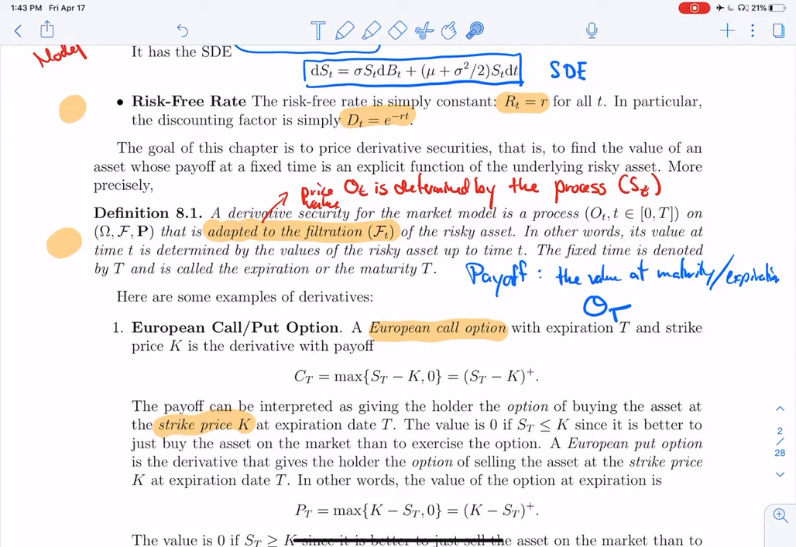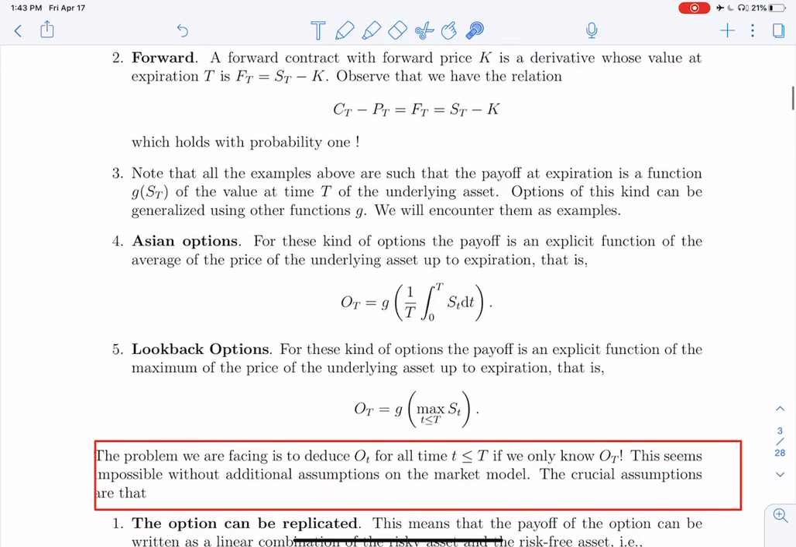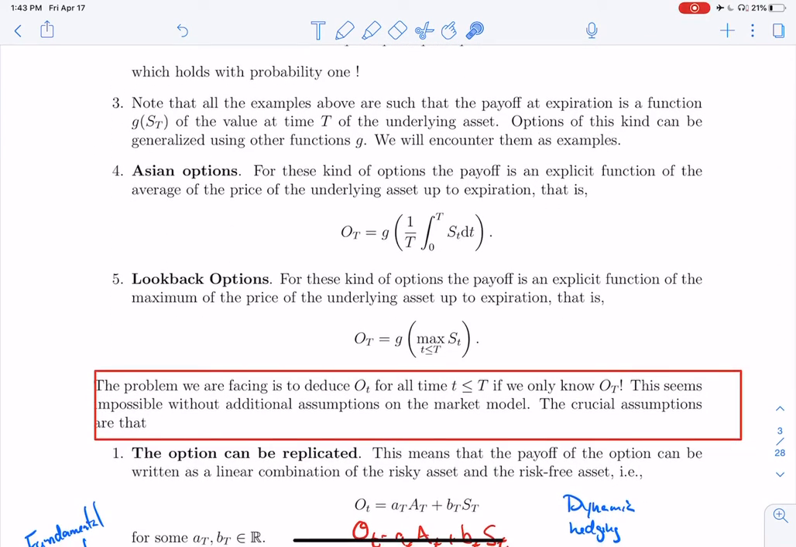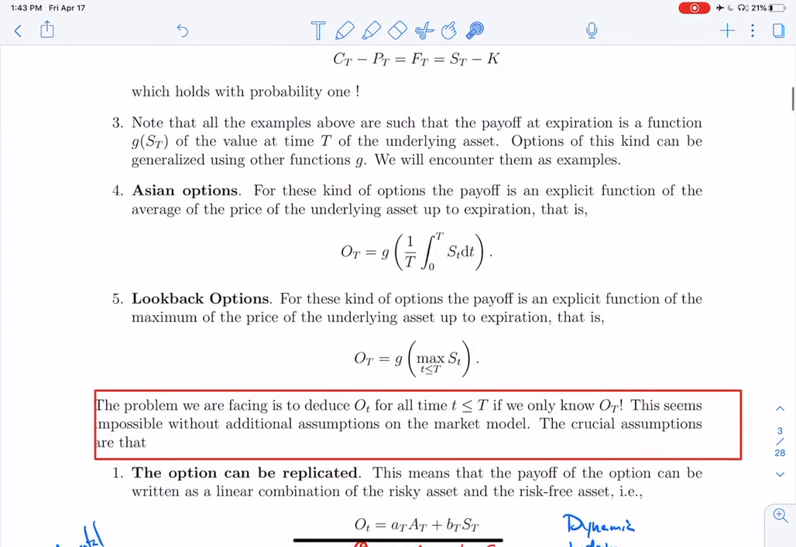So what's the problem here? Again, I say what a derivative is. So what's our goal? We know the payoff of this option. What I want to know is to derive a formula or an expression for the price O_T at every time T. That's the problem that we're interested in. The problem we're facing is to deduce O_T for all time T if we only know the payoff, which seems ludicrous. However, we can do that with additional assumptions. Those are assumptions that come from math finance.